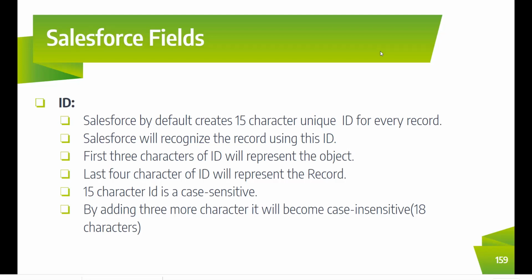This is case sensitive, as I've already told you. By adding 3 more characters, it will become case insensitive. Otherwise, we will not be able to modify it because it is case sensitive. For each and every record, you will have an ID here, which is a 15-digit ID. So it is case sensitive. In case you want to make it case insensitive, 3 more letters will be added here.